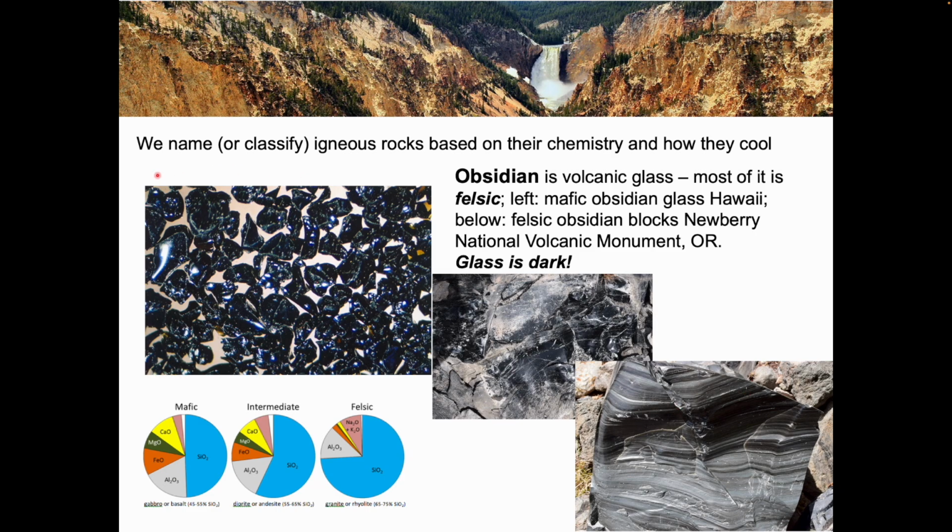You do get mafic glass too, particularly in places where lava interacts with water, like this obsidian glass sand from Hawaii. But over here we have lava flows from Central Oregon, Newberry National Volcanic Monument. This is an obsidian flow where a large rhyolitic, it's called felsic, lava flowed onto the surface and cooled quickly enough to turn into glass. Glass tends to be very dark like this.